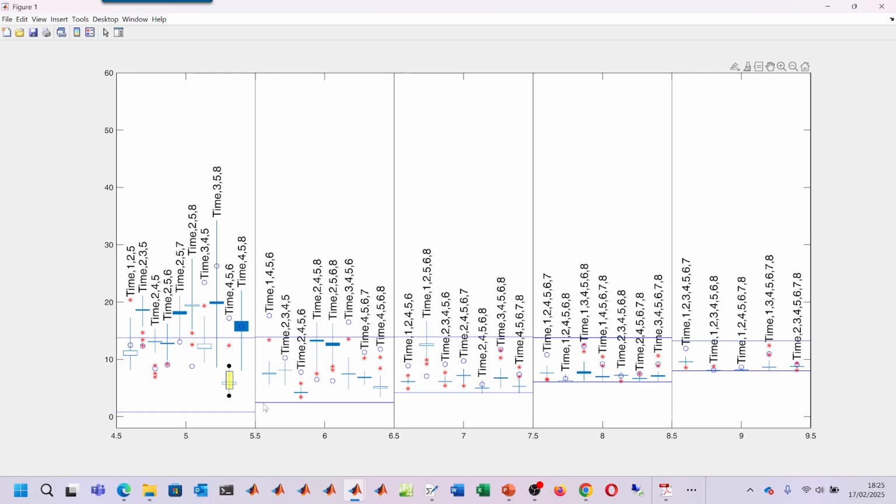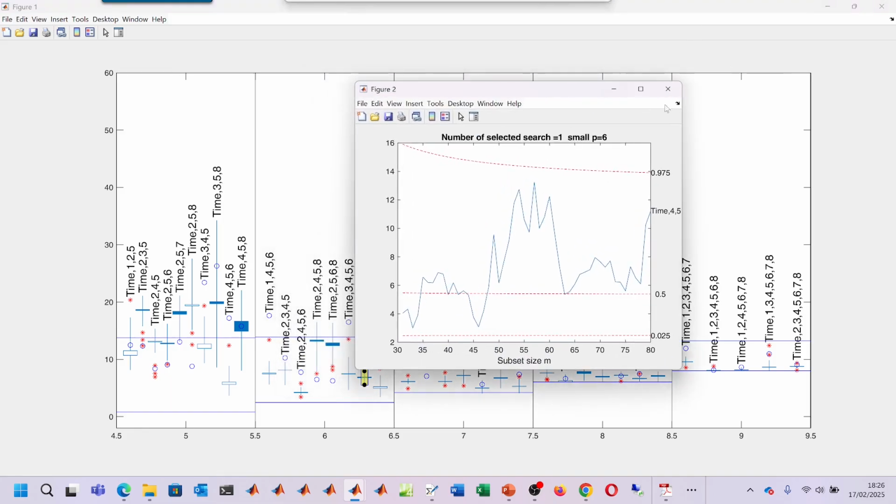If we do go to p is equal to 6, we see that there are 2 models there, time 4, 5, 6, and either 7 or 8, both of which are fitting nicely inside the interval, and that the box has now become much narrower, indicating much less variability in the values of the CP statistic towards the end of the search. For example, let us see the forward search for this model time 4, 5, 6, 7.